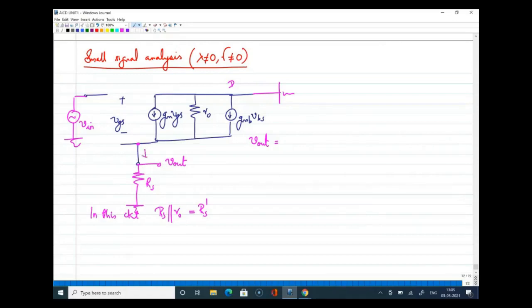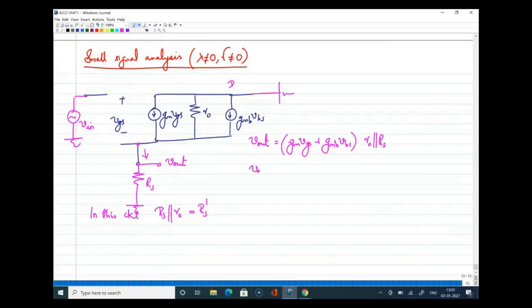So what is the current flowing here? It is equal to GM VGS plus GMB VBS, that is the total current. That should be multiplied by this RS dash, which is R naught parallel to RS. I hope this is clear.